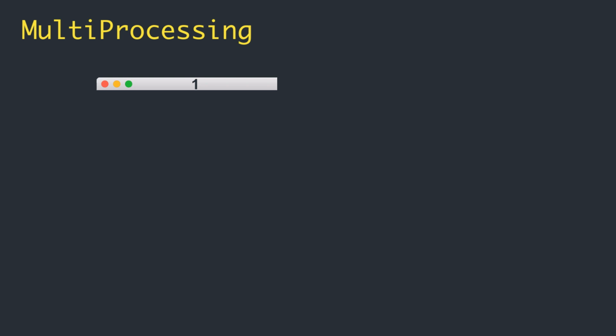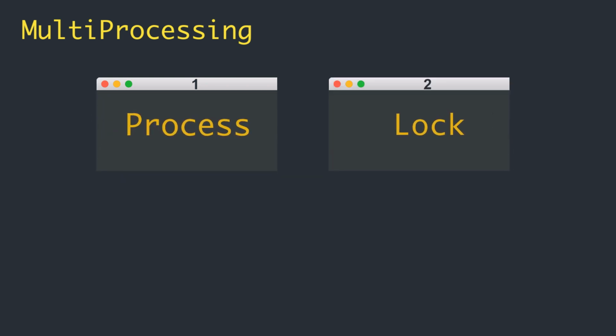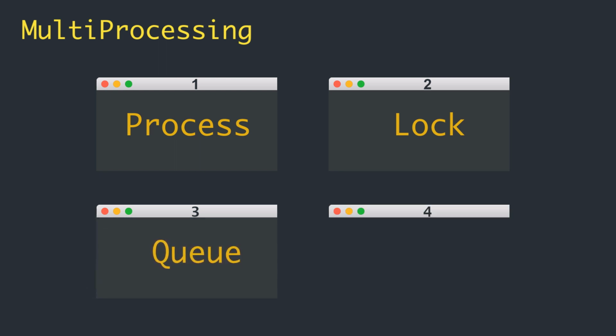The very first one is the Process class. The second one is the Lock class. And the third one is the Queue class. And the last and fourth one is the Pool class. There are various other classes also available in this module, but if you have a good understanding of these 4 classes, you can write much more efficient code supported by multiprocessing. So let's explore these classes one by one.